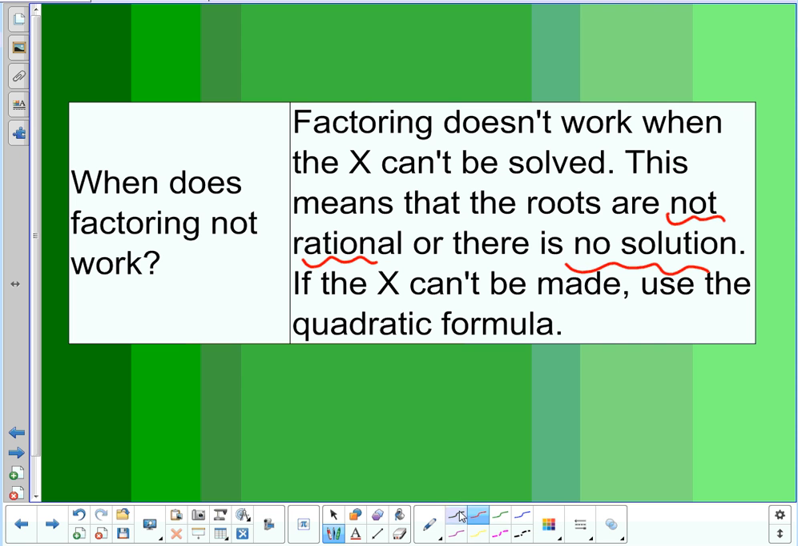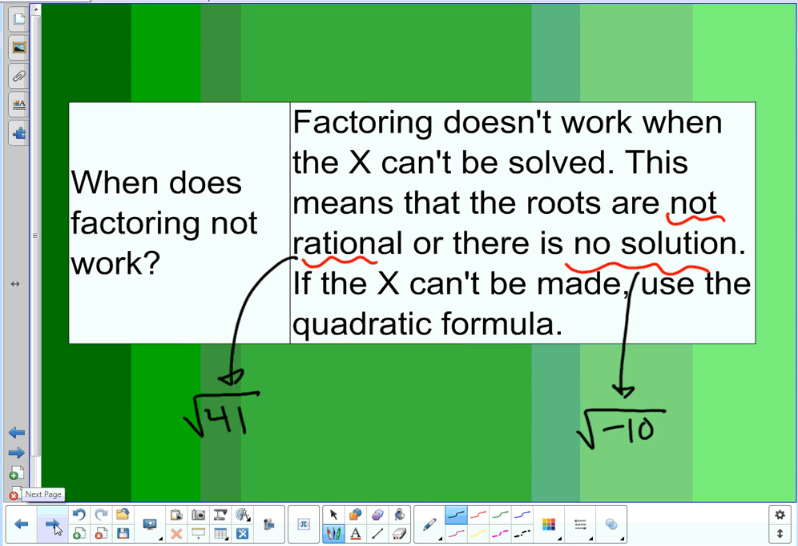When they're not rational, that's when we end up with something under the radical like we had in number 3, where it was the square root of 41. It's just not a perfect square under the radical, so we have to consider taking a decimal and rounding. When it's no solution, this is a little bit different. No solution means that I had some sort of negative under the radical, for instance, negative 10. If you tried to type in the square root of negative 10 in your calculator, you won't get a solution because there is no real solution.